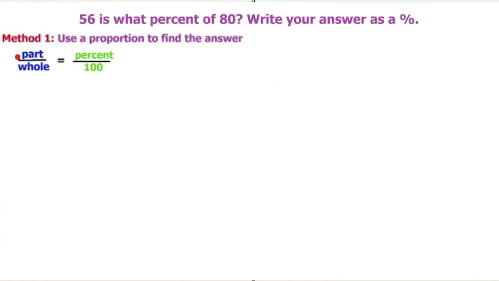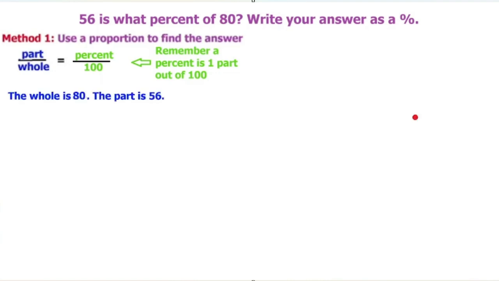And a proportion looks like this. There's a part over a whole, which equals the percent over 100, okay? Remember that a percent is 1 part out of 100. So we're trying to find what percent out of 100 the part is out of the whole. So in this case, the whole is 80 and the part is 56.